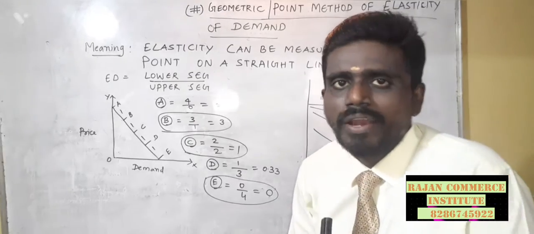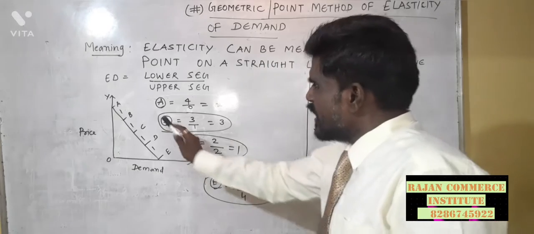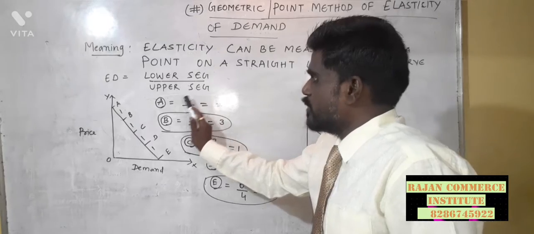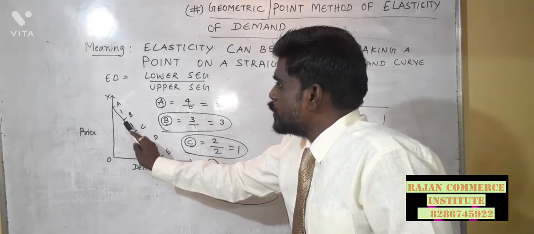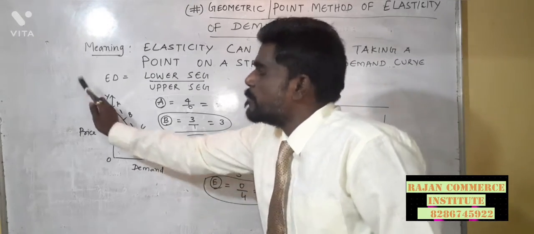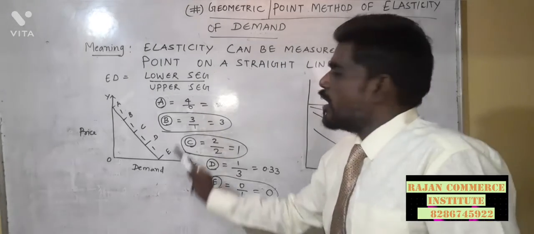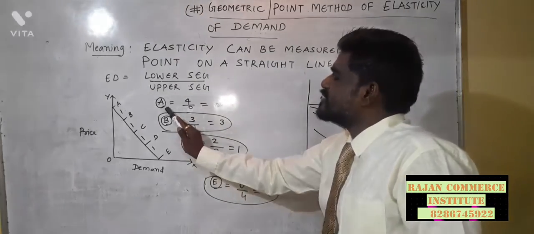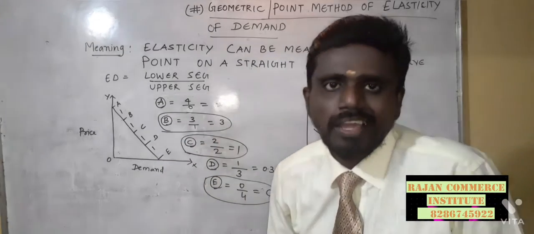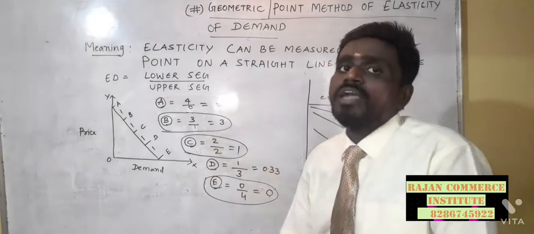Now I am going to calculate the elasticity of demand of point A. ED is equal to lower segment upon upper segment. What is the lower segment? 1, 2, 3, 4. The lower segment has 4 units. There is no upper segment, so the upper segment is 0. So the elasticity of demand of point A is equal to infinity.